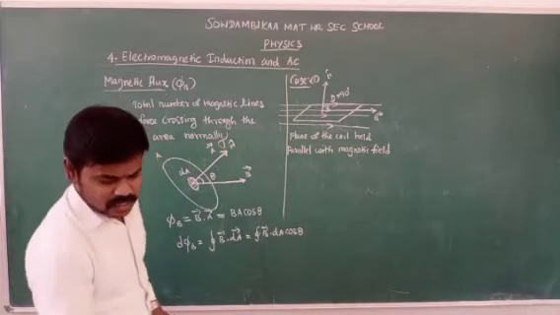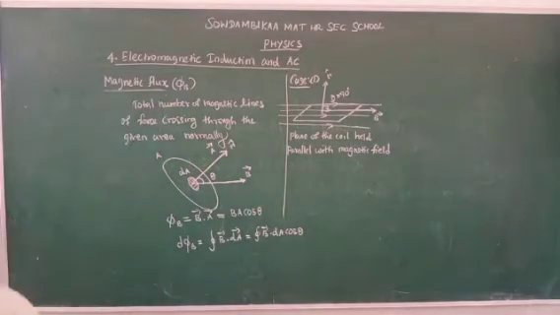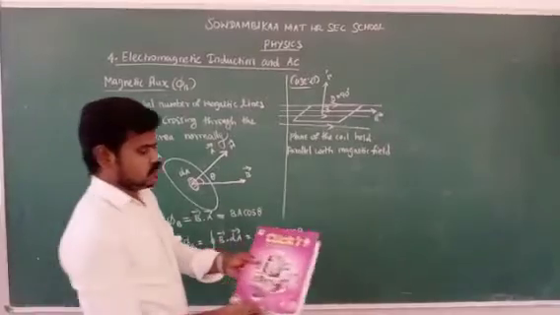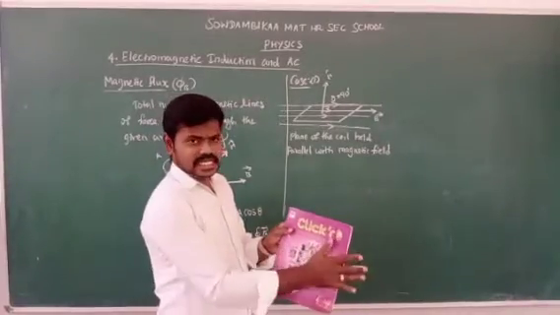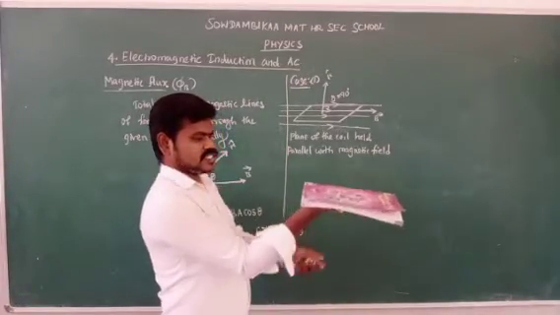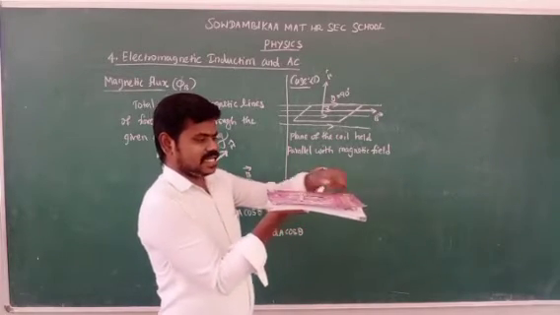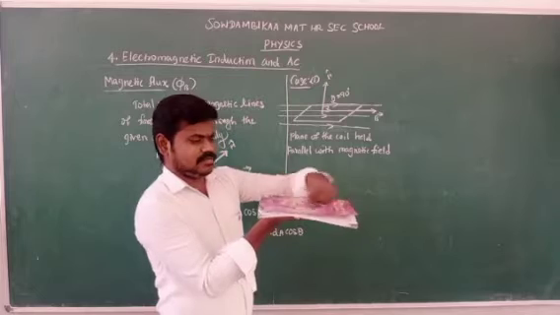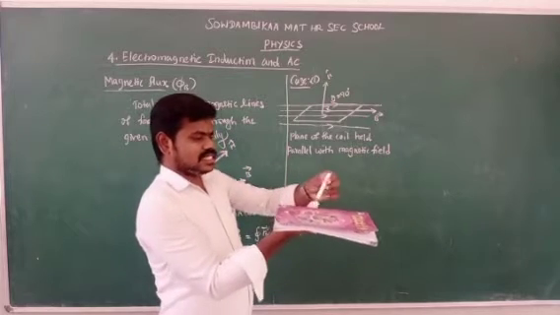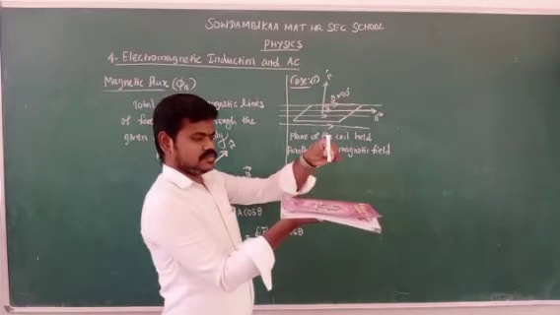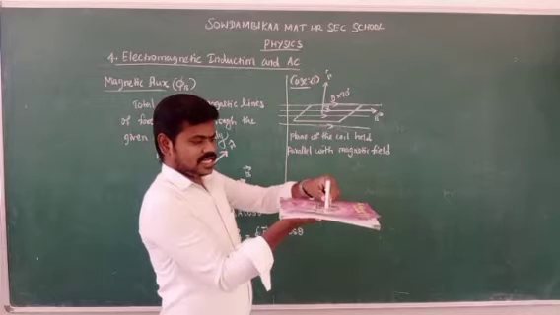That is, the coil held like this. This is the direction of the magnetic field. So the normal drawn to the area is this.